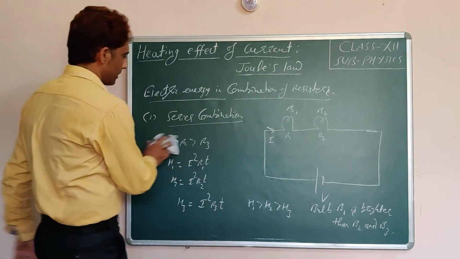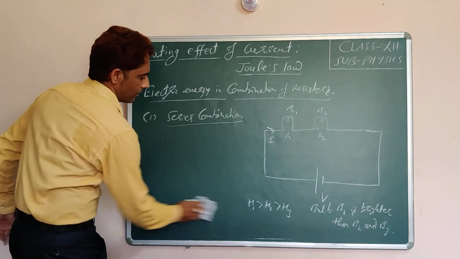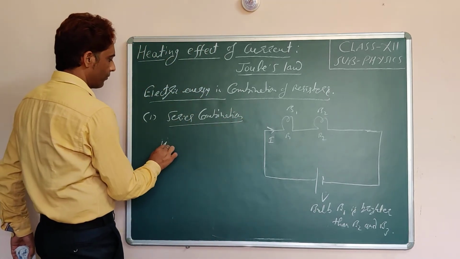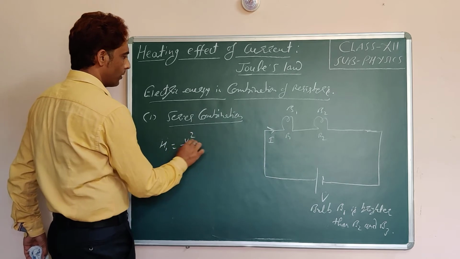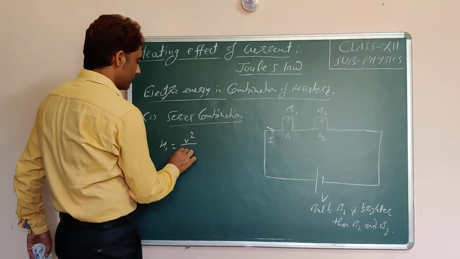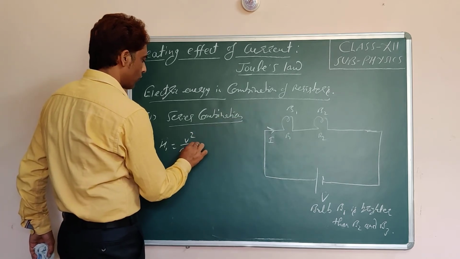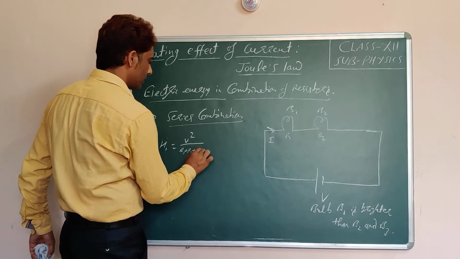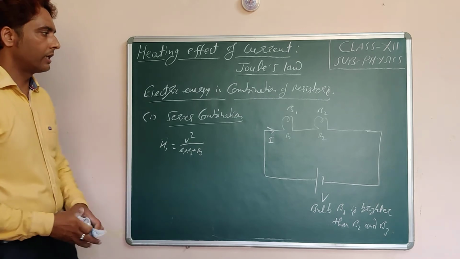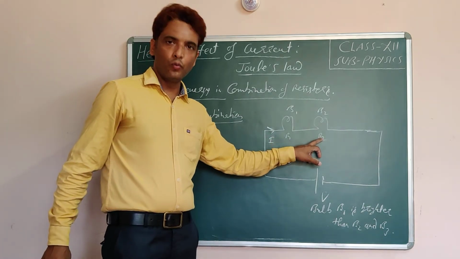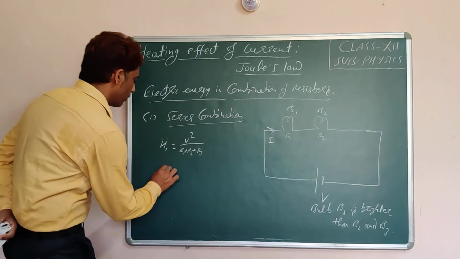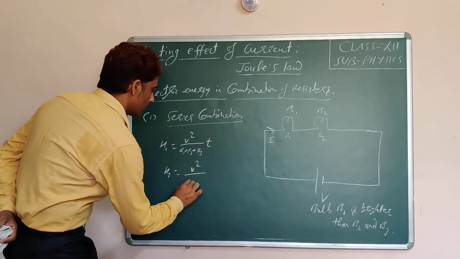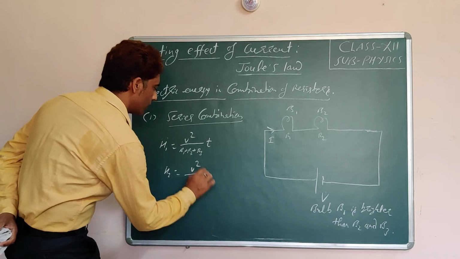So in the first case, the amount of heat when three bulbs are connected was V square over the net resistance of these three bulbs, if we talk about total brightness or total heat energy. And in the second case, when there are two bulbs only, the amount of heat energy will be equal to V square over R1 plus R2.